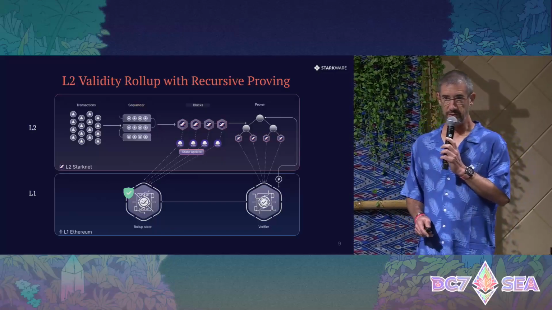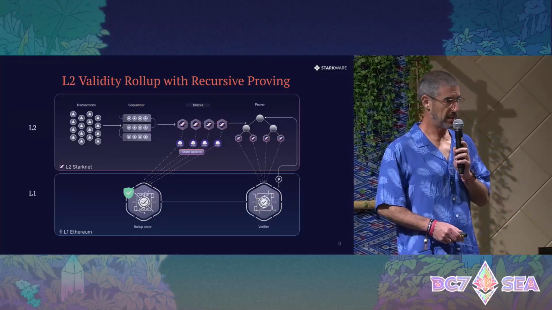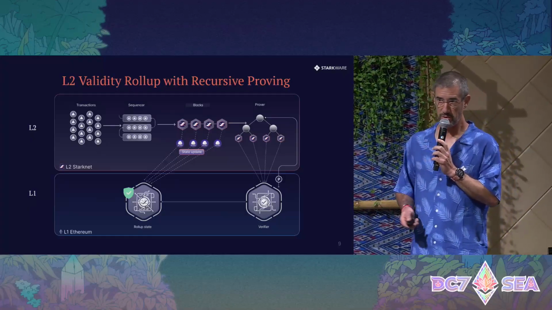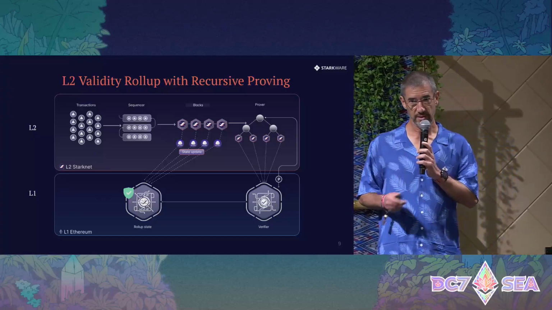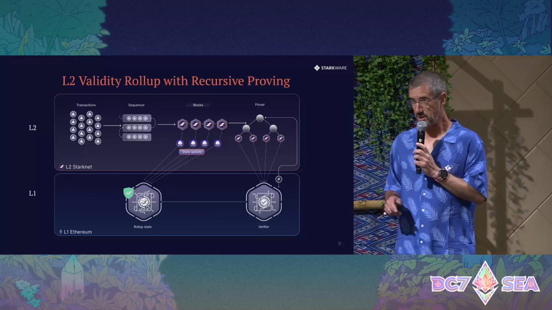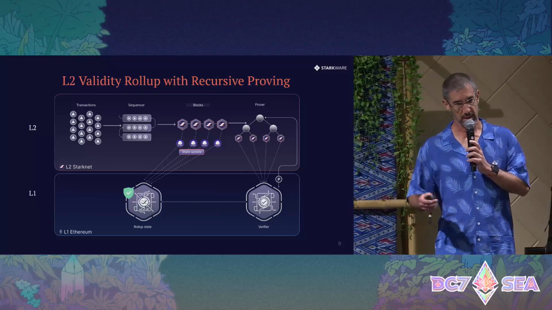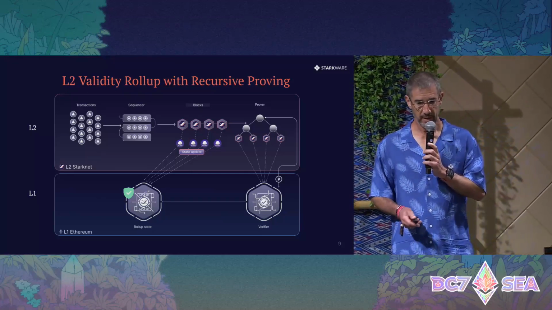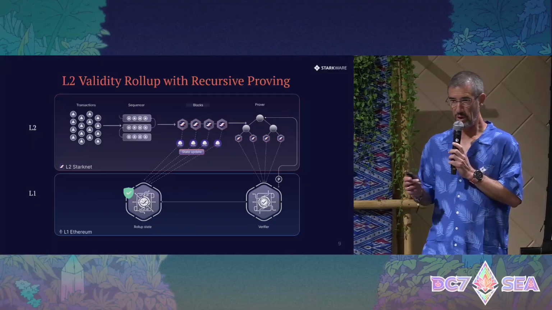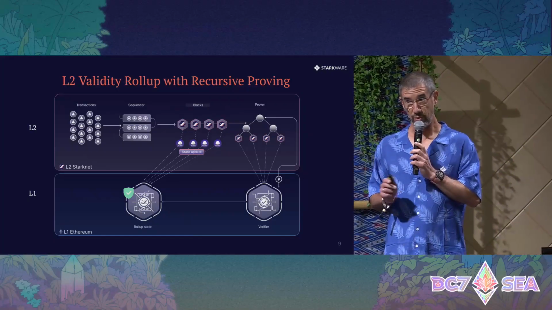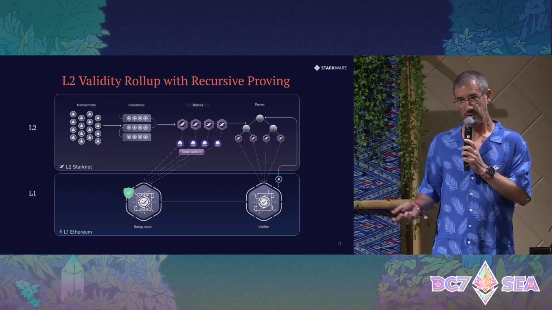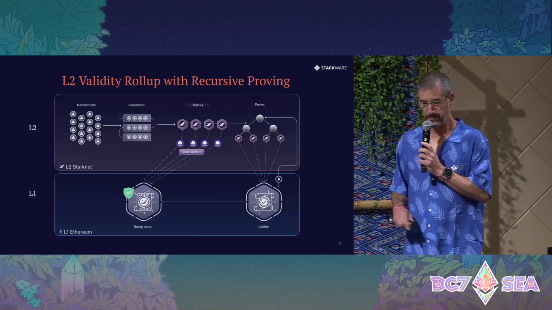So what does a validity rollup with recursive proving look like? Very, very similar to what we had before. So you have the transactions, the sequencers define the sequence, execute the transactions, and create blocks, just like before. In this case, let's say they accumulate 4 blocks. Then we can use recursive proving in order to prove these 4 blocks with 1 proof, as opposed to 4 proofs in the previous example in the basic validity rollup. And this proof is sent to the same verifier contract on layer 1.